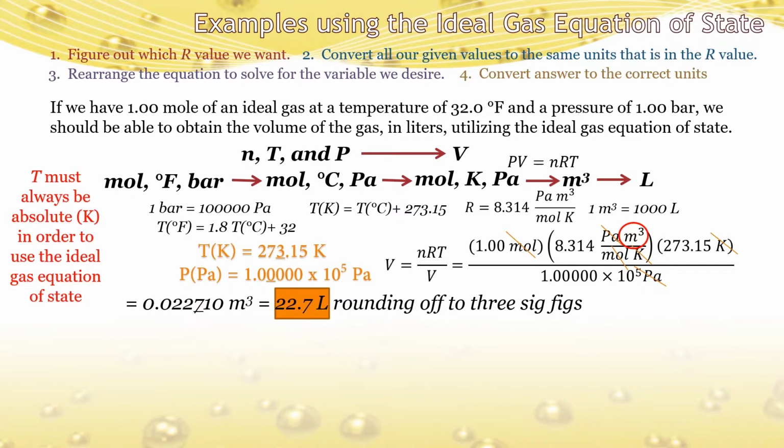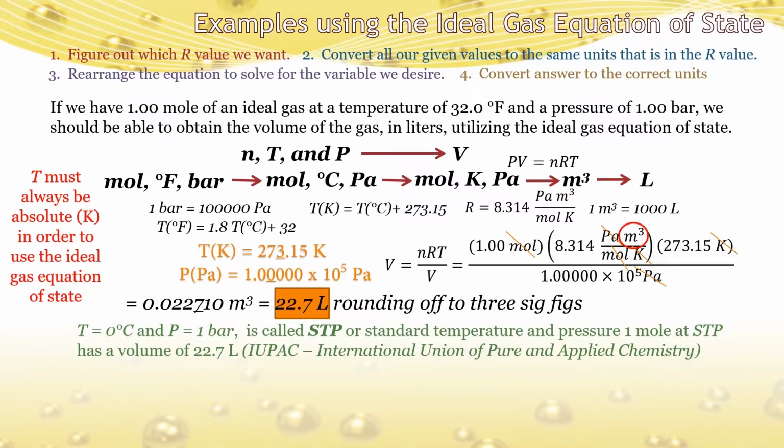This example we just completed is also a special case. When temperature is 0 degrees Celsius or 32 degrees Fahrenheit, and pressure is 1 bar, we call this STP, or Standard Temperature and Pressure Conditions. The standard was established by the International Union of Pure and Applied Chemistry, or IUPAC for short. We see from the computation that at STP conditions, 1 mole of an ideal gas takes up 22.7 liters of volume.